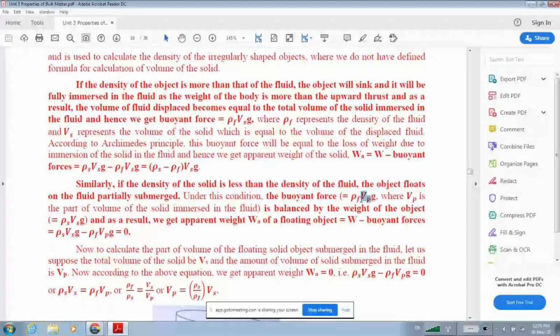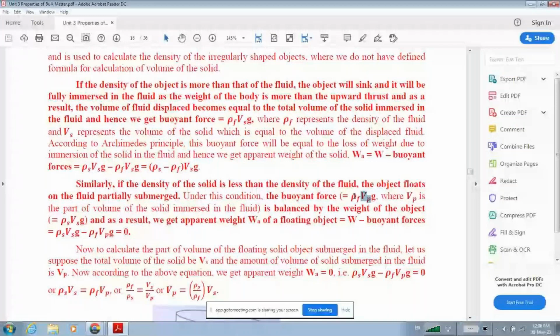So here Vp is the partial volume of the solid in the liquid element. The partial volume of the solid immersed in the liquid, we have taken here as Vp. So we have buoyant force equal to the weight of the displaced fluid.